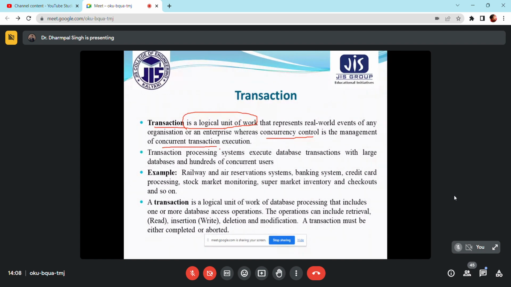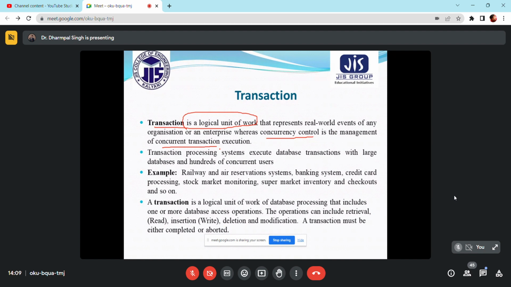So when you go for the definition of transaction, to be specific, you can say a transaction is a logical unit of work which is related with the real world event and where concurrency control will be applicable. In short, we can define it as a logical unit of work that represents the real world event of any organization or enterprise, where concurrency control is the management of concurrent transaction execution.